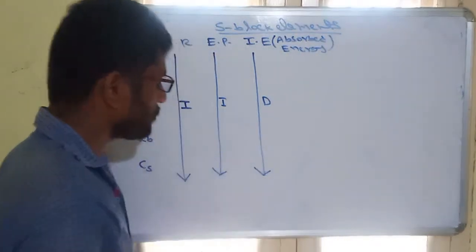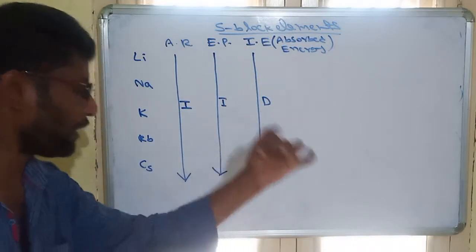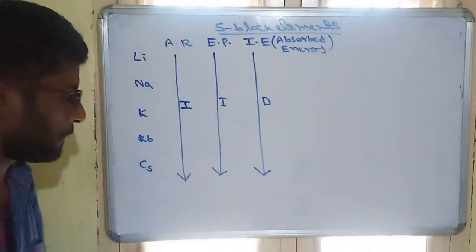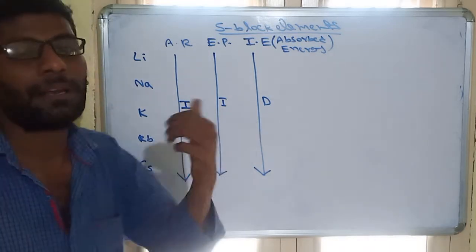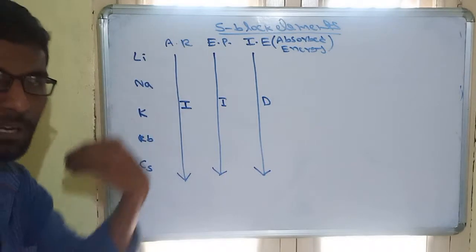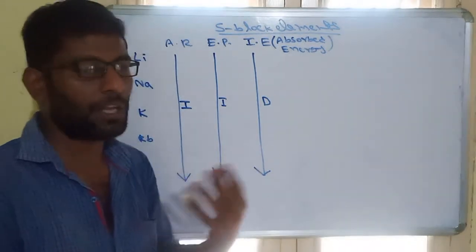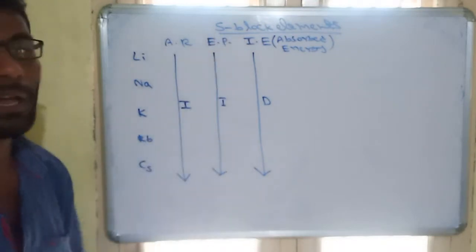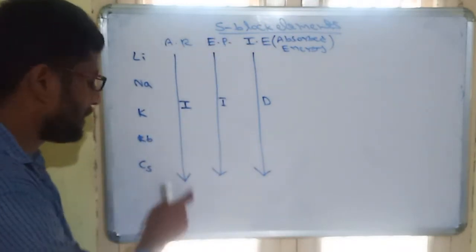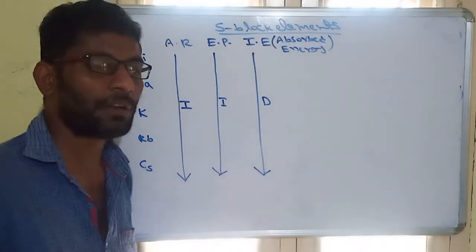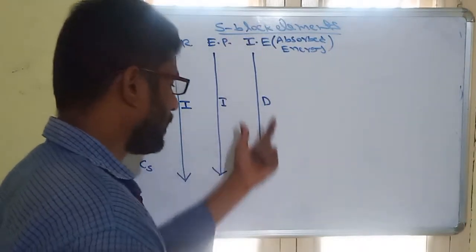This absorbed energy decreases from top to bottom. That means lithium absorbs more energy, whereas cesium absorbs less energy. Ionization energy is nothing but absorbed energy. By absorbing energy, they lose an electron. If more energy is absorbed due to small size, that is high ionization energy. But with a big size, removing an electron is very easy, so ionization energy will be less.